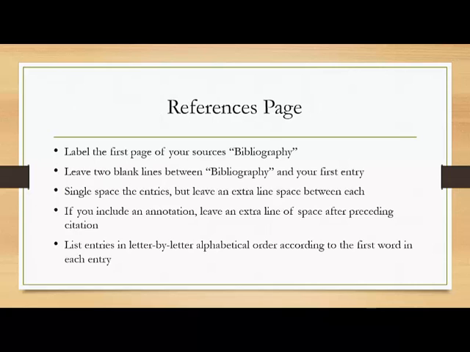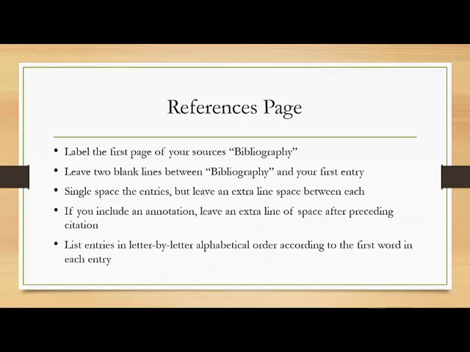Label the first page for your sources Bibliography. In MLA, it is Works Cited, and in APA, it is References. If it is annotated, you'll include that in your title. It will say Annotated Bibliography. Leave 2 blank lines between bibliography and your first entry.